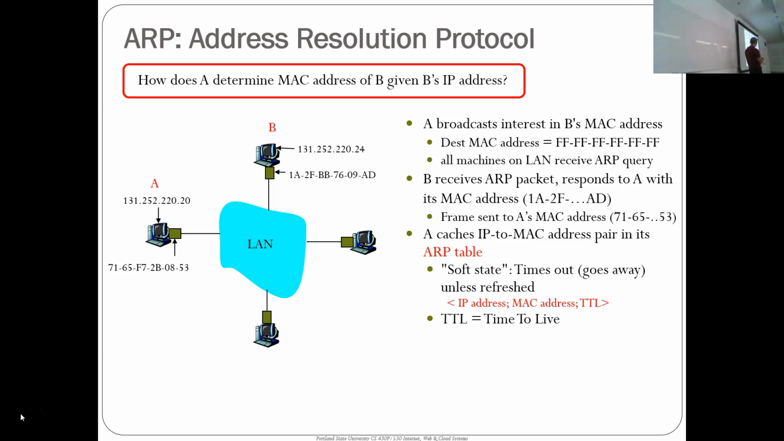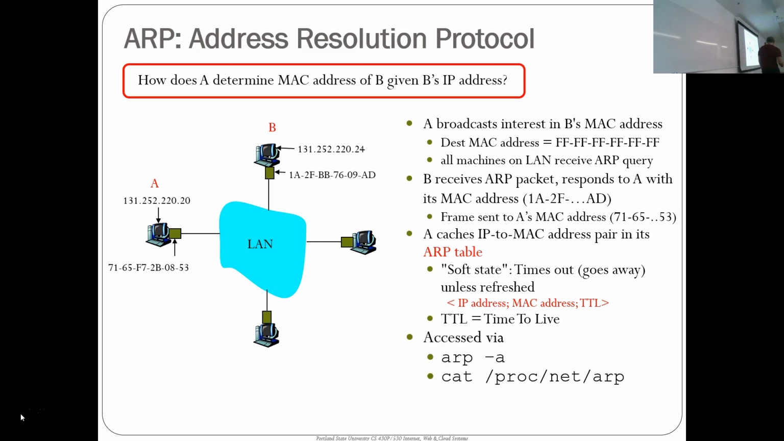Okay. And then A will cache that. It will actually create this ARP table inside of its operating system. And this is soft state, meaning that it'll time out. So unless it is continually refreshed, this mapping will eventually time out. And this is very similar to DNS requests that we'll cover later. So a lot of the internet state is meant to be soft state, to be continually updated, just to make sure that all of these things are consistent.